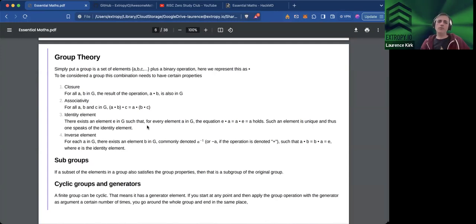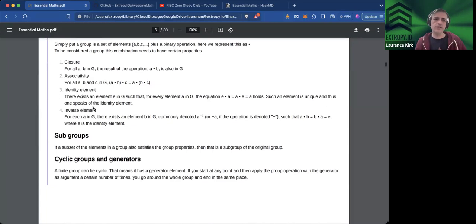So if we think about a group, it is a set of elements. These elements could be anything really, but in our case, we're going to be talking about numbers. And then additionally, we have some binary operation. In these notes, I'm representing this as this dot, and we can choose this set of elements and this operation however we like. But if it is going to be a group, then it has to have certain properties, and these are the properties listed here.